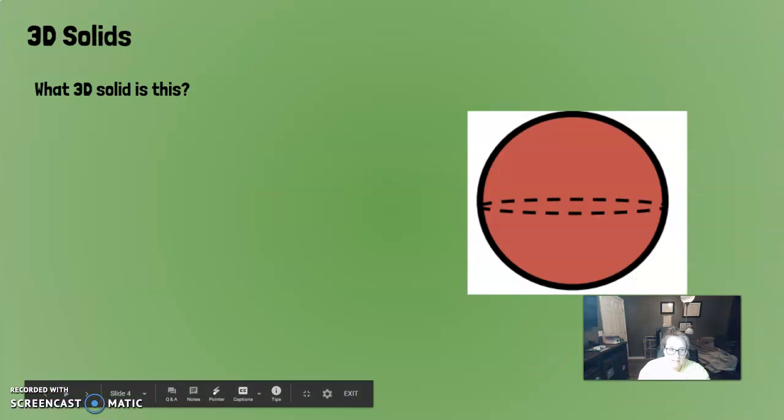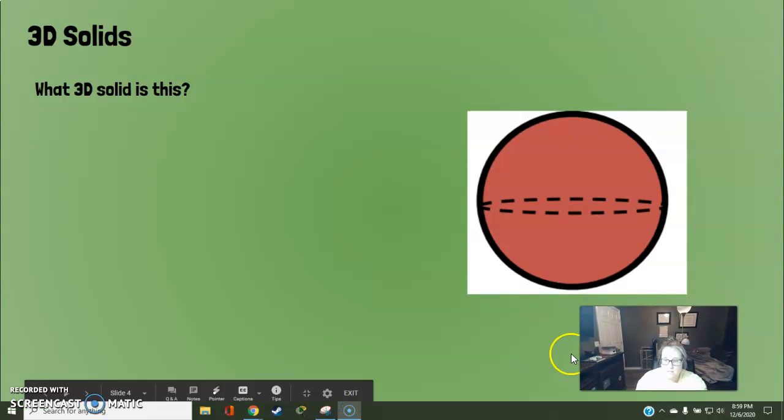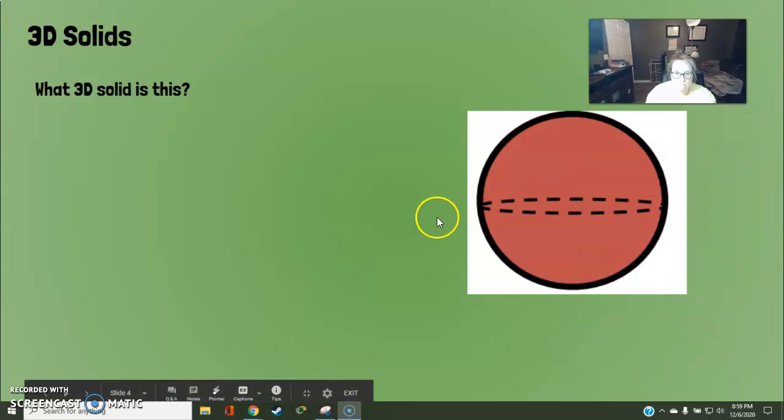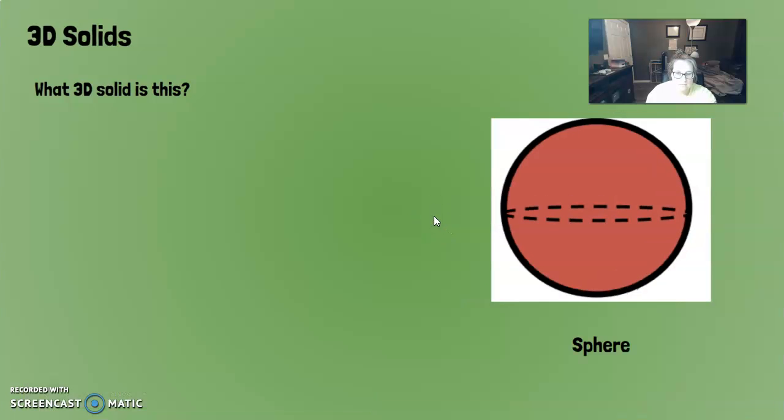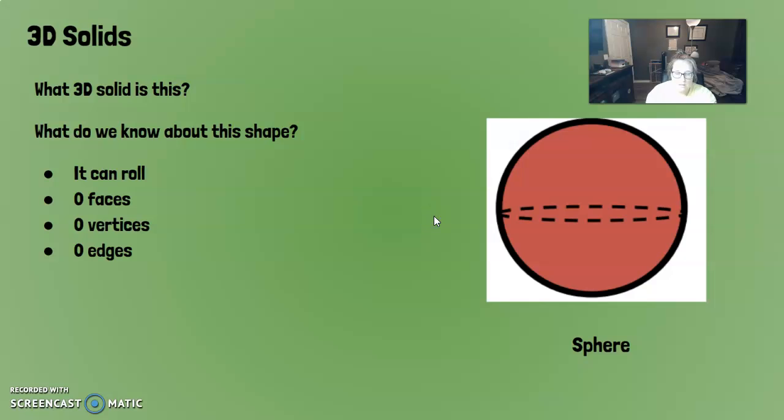Now we're going to look at different 3D shapes. So this is our first one. So look at this picture. What 3D solid is this? If you said it's a sphere, you were correct. Here are some things that we know about this shape. I know that a sphere can roll. It has 0 faces because this is just a big circle.